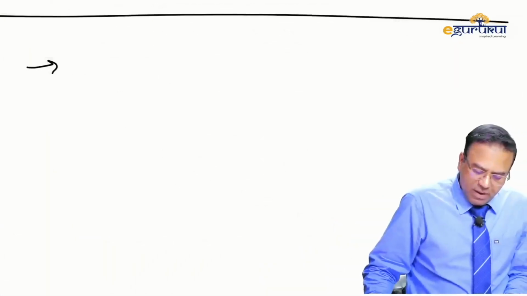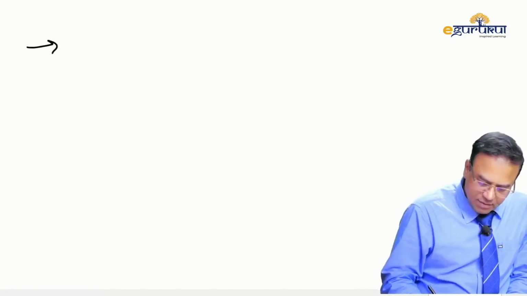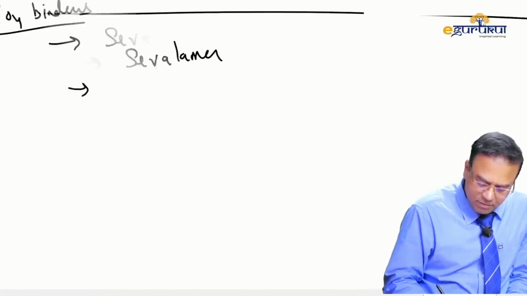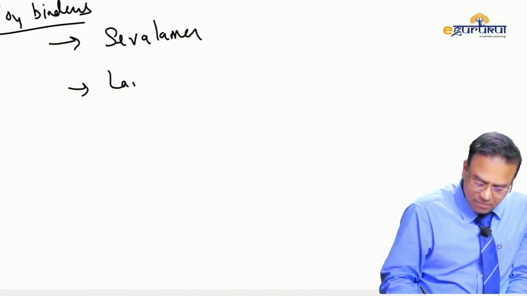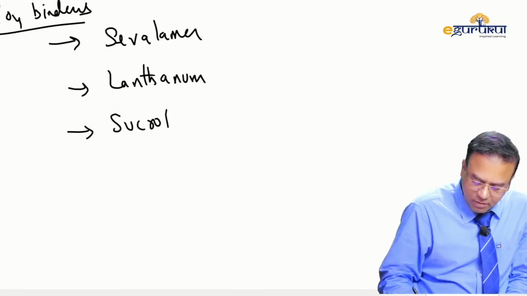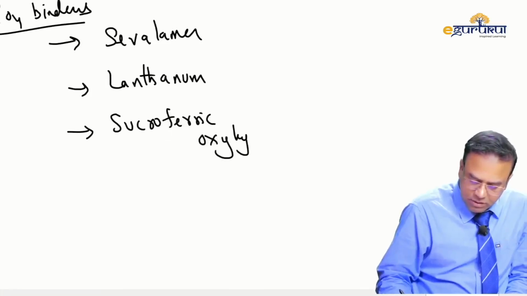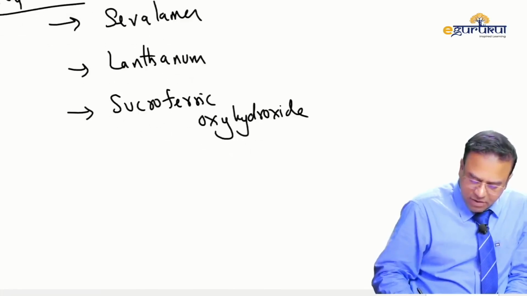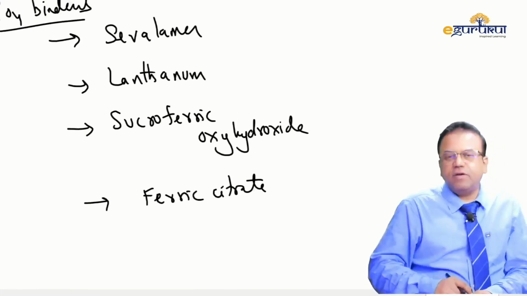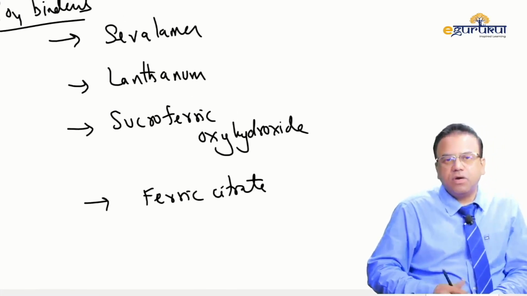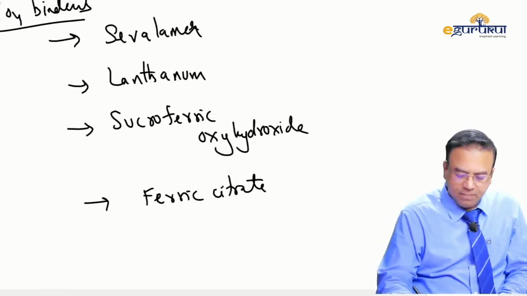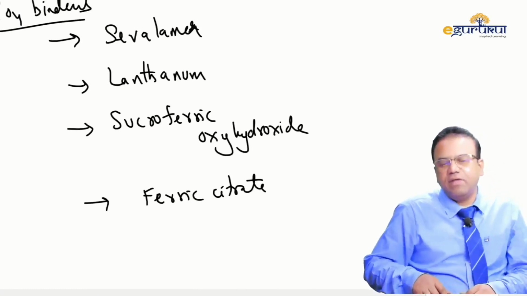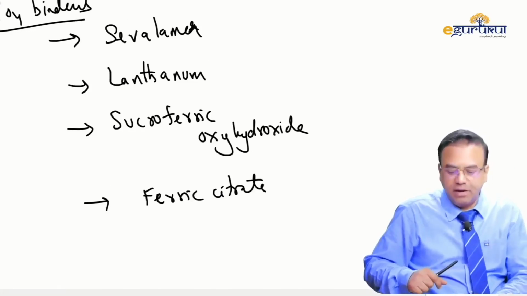So what are the phosphate binders that are there? The phosphate binders are sevelamer. Okay, all these are phosphate binders. Then we have lanthanum, sucroferric oxyhydroxide, and finally we have ferric citrate. So these are all phosphate binders. Sevelamer is the most widely used one. Then we have lanthanum, sucroferric oxyhydroxide, and ferric citrate. All these are referred to as phosphate binders.